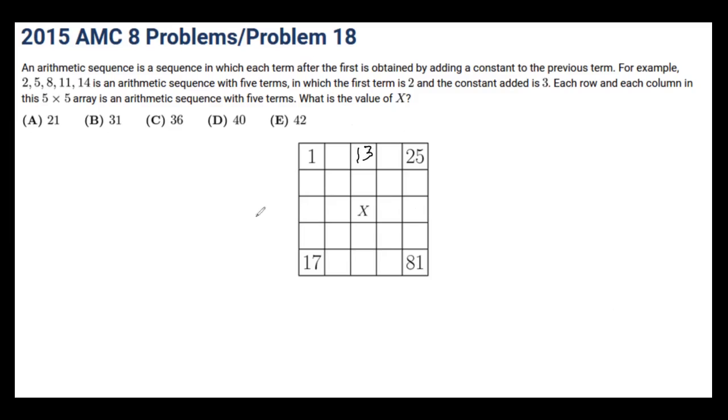And similarly, 17 and 81, what's their average? 17 plus 81 is 98, so their average must be 49. And now, using that same trick once again, x must be the average of 13 and 49. 13 plus 49 is equal to 62. This means that x is equal to 31, 62 over 2.